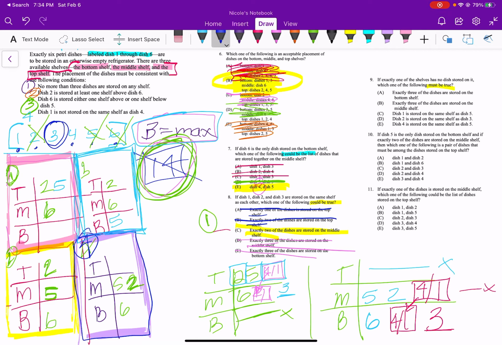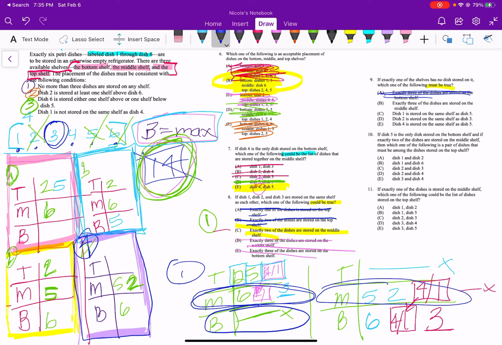So must it be true that exactly 3 of the dishes are stored on the bottom shelf? Well, no, because in this scenario here, we don't have 3 dishes on the bottom shelf. We have none. So we're going to cross A off. B, exactly 3 of the dishes are stored on the middle shelf. I'm going to guess this is our answer because in both of these scenarios, as you can see here, we have 3 dishes on the middle shelf. So I really like B.